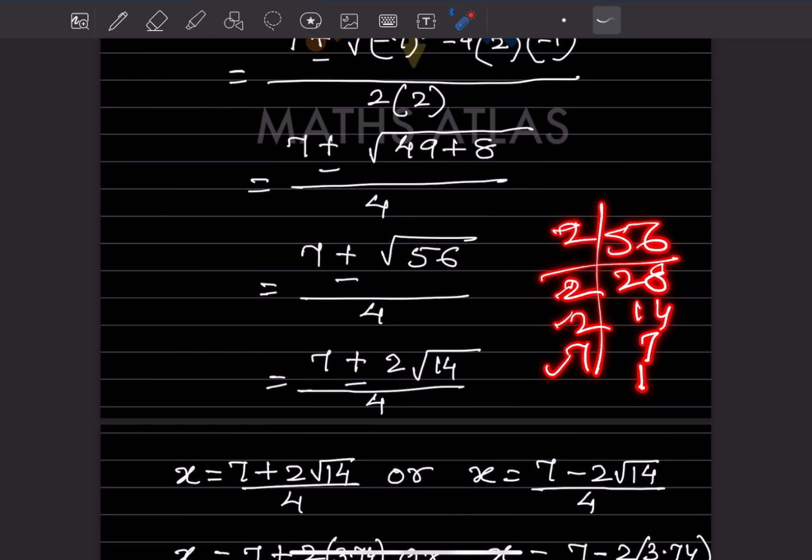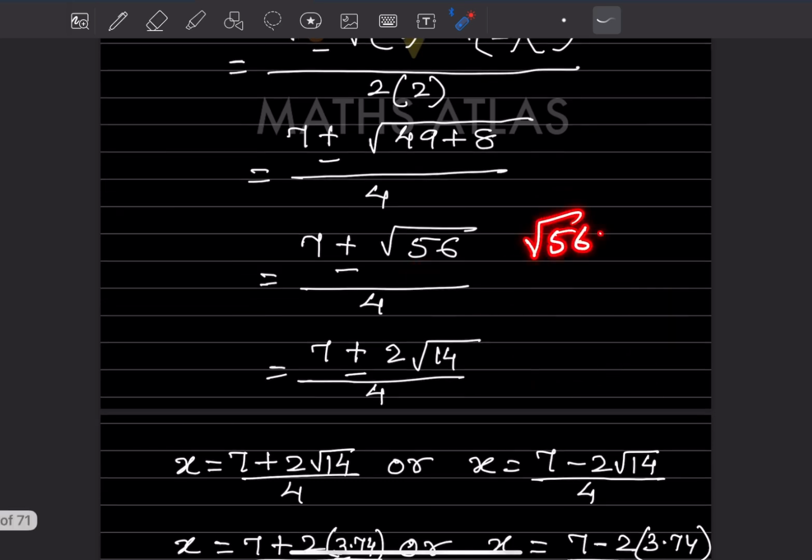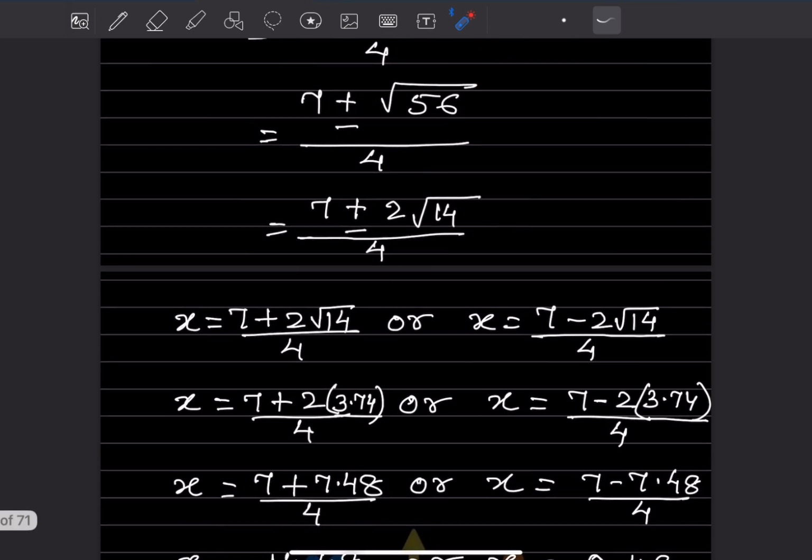Whenever you have to simplify this, you take one factor that should be a perfect square. So this will be 4, and the other is going to be 14. So you can write root of 56 is root of 4 into 14. Here root of 4 will be 2, which goes outside, and this is going to be root of 14. So this is one way to write it. Or the second way, you can just put in the value of root of 56 and then put it to the decimal.